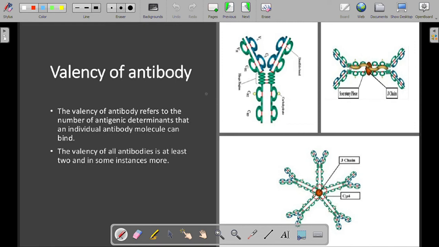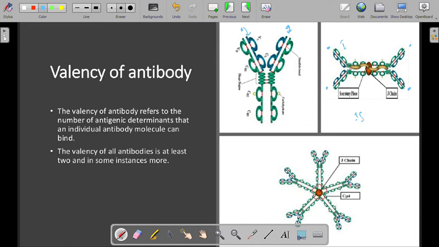Now we'll see about the valency of antibody. The valency of antibody refers to the number of antigenic determinants that an individual antibody molecule can bind. The valency of antibody is at least 2, and in some instances more. Suppose here the valency of antibody is 2. It can bind here, it can bind here; it can be IgG, it can be IgD. And here the valency is 4, so it can bind to 4 antigens.